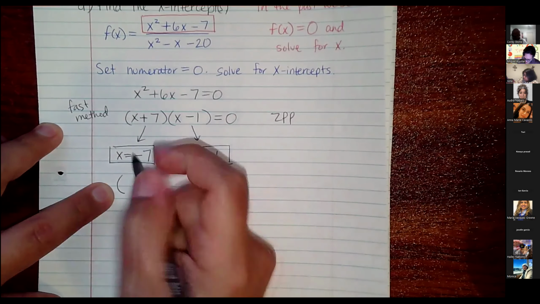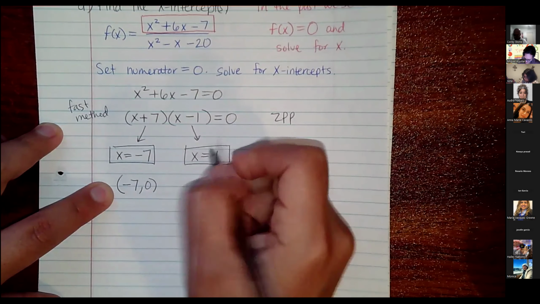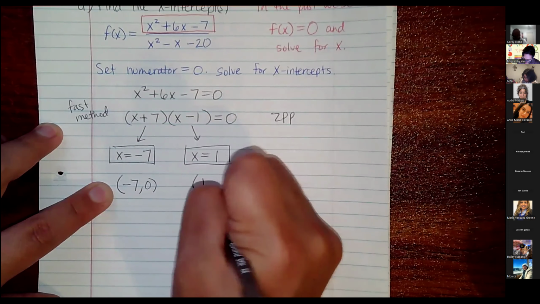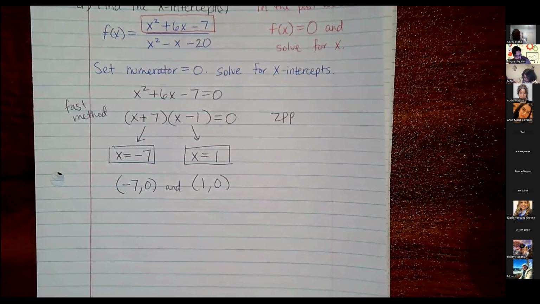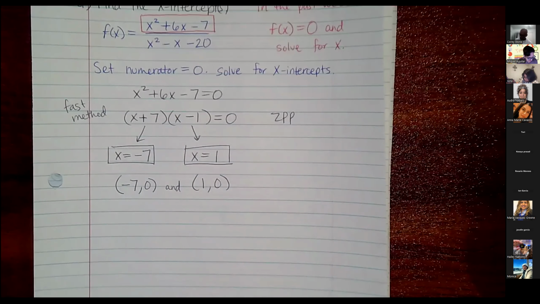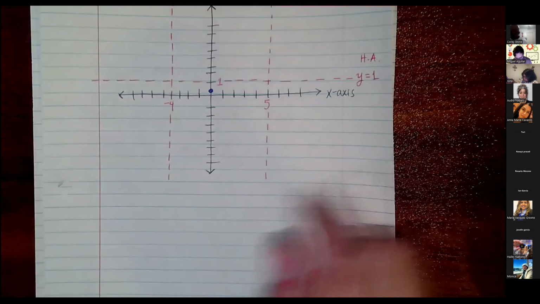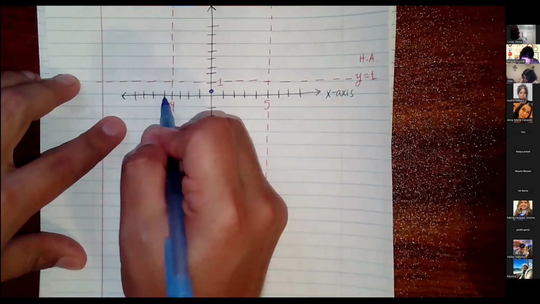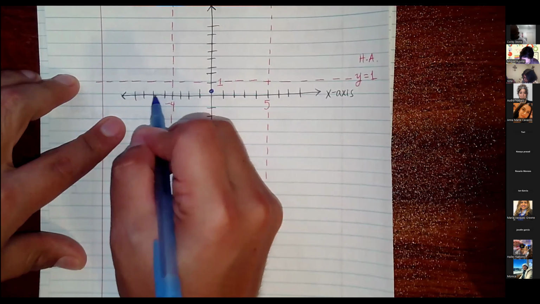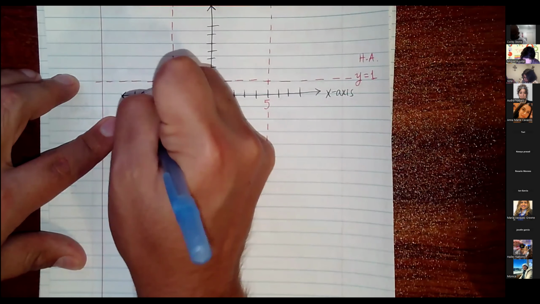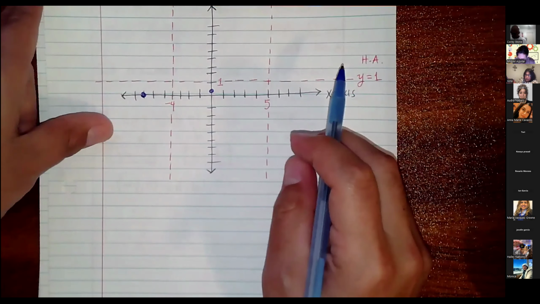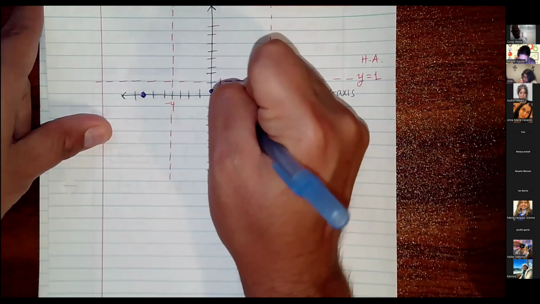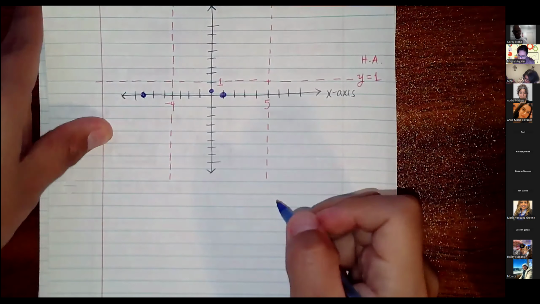And I could write those as ordered pairs. So that's going to be -7, comma 0, and 1, comma 0. Okay, so that means that I can plot these points now. So I'm going to bring back my graph. -7 and positive 1. I'm going to put a point over here at 1. That's 4, 5, 6, 7. So -7 is here. That's my x-intercept. And then positive 1, comma 0 is right here.